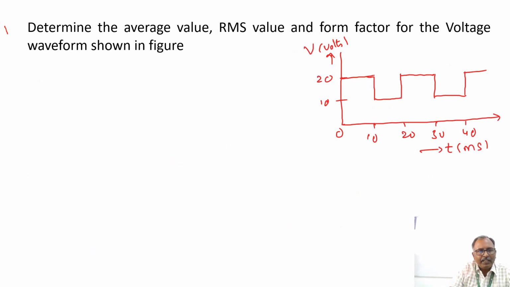Now, let's see one more problem. In this problem also, they asked to determine the average value, RMS value and form factor for the voltage waveform shown in the figure. So the same quantities as we did in the previous case, we need to find out the average value, RMS value and form factor, but instead of a current waveform, now they have given a voltage waveform, and the time is given in terms of milliseconds.